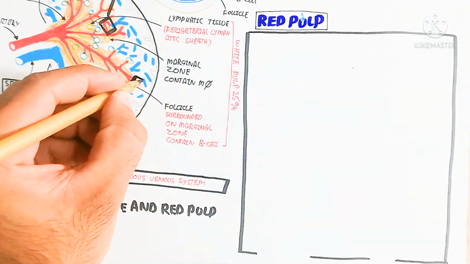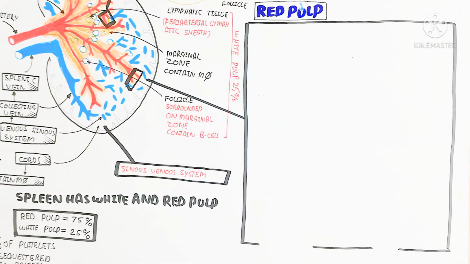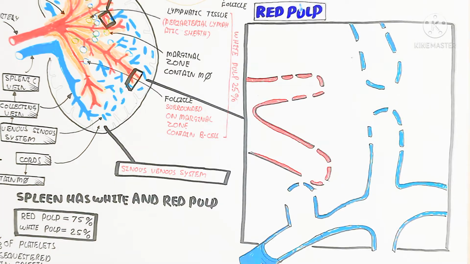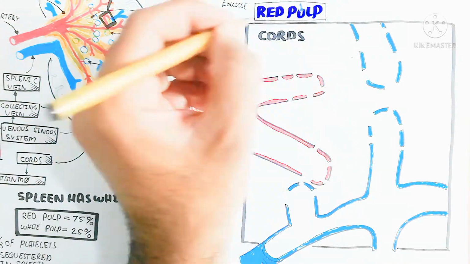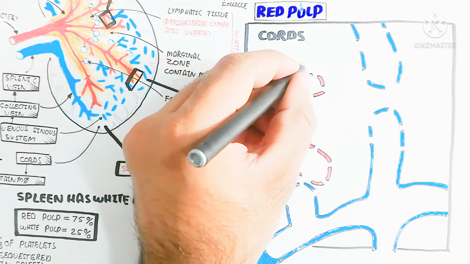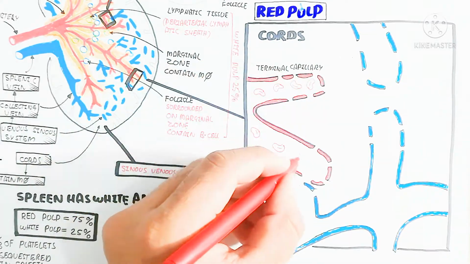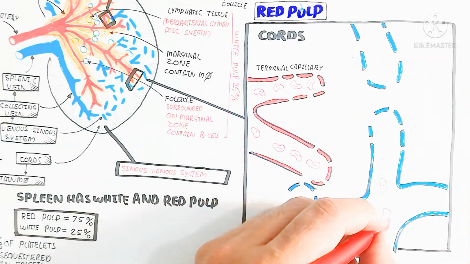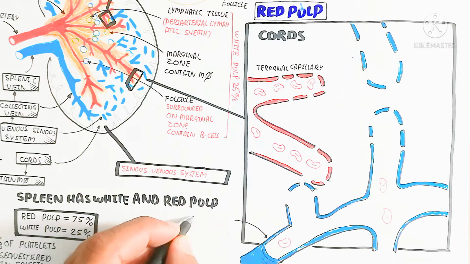Let's begin to understand the red pulp. The red pulp looks like this, from here the tip of the artery, the tip of the capillary, so basically the terminal capillary. This is the terminal capillary, and here are the cords. The terminal capillary will provide the red blood cell, and the red blood cell is either healthy or non-healthy. We will discuss this also, and if non-healthy, it will be destroyed.